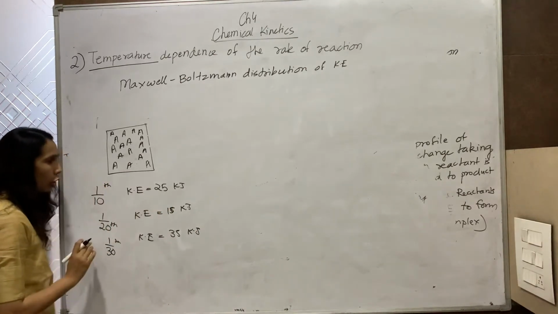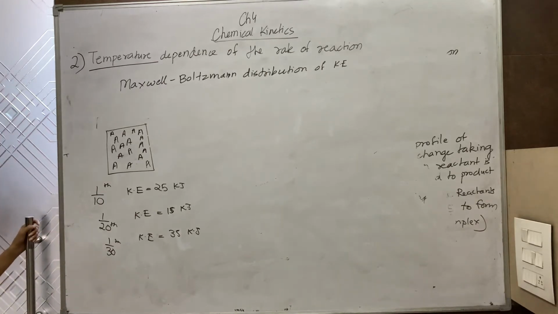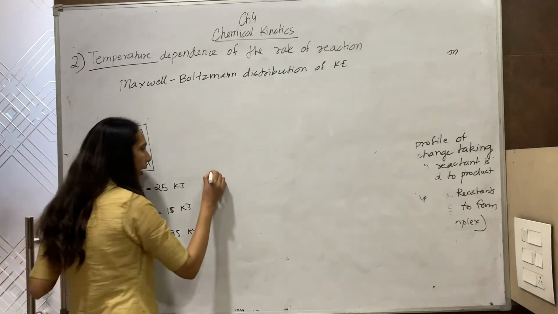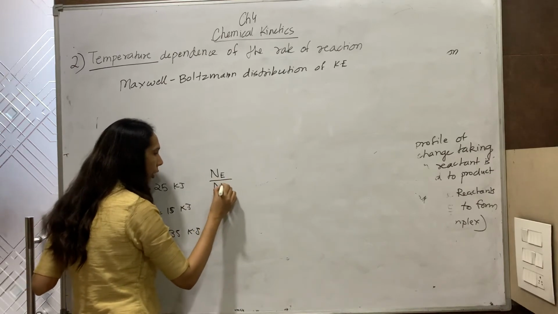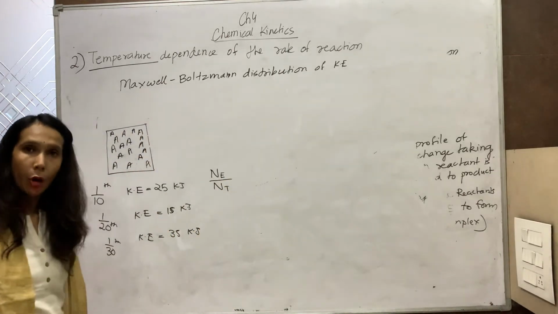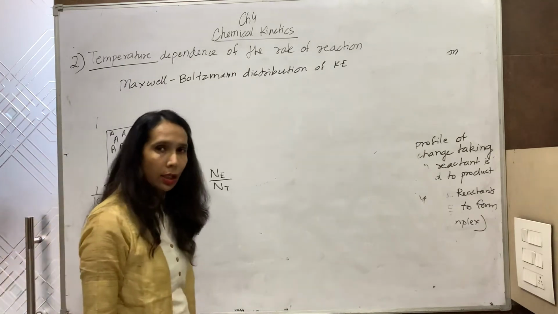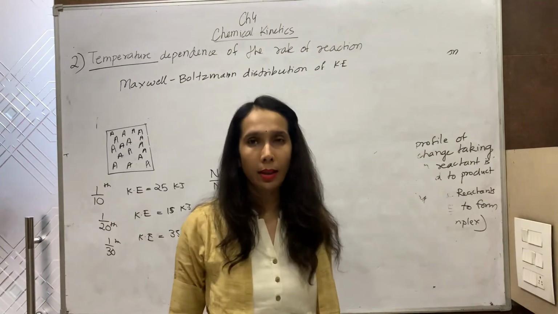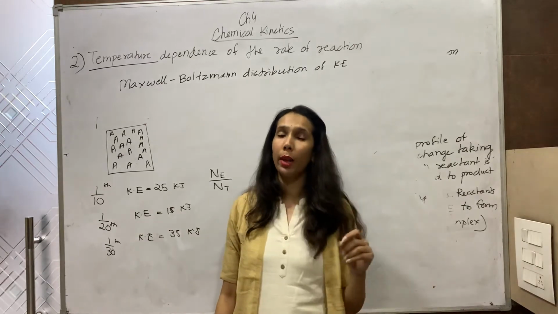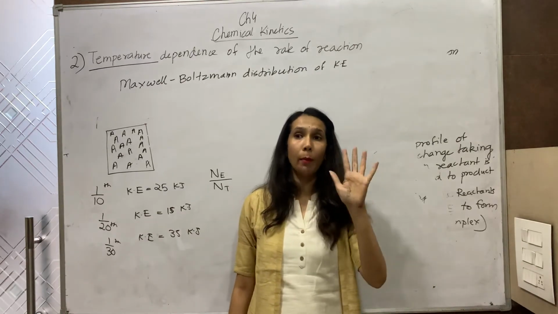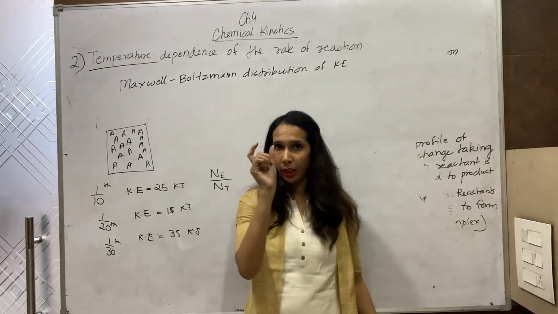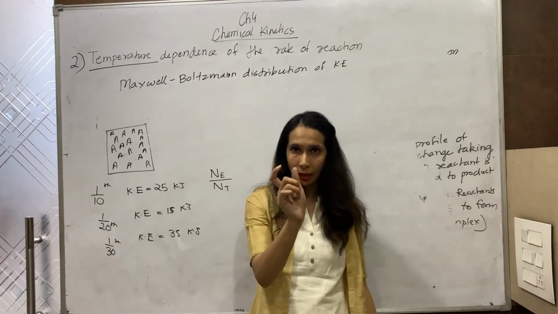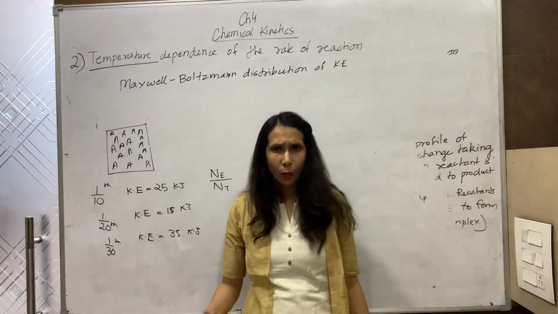Now I find the fraction of molecules which possess a particular kinetic energy. This fraction of molecules, how do we write? Number of molecules possessing a particular kinetic energy upon total number of molecules. How do we find out the fraction? Suppose a class of 100 students is there, and out of 100 students, 10 students have got above 90%. So what is the fraction of students getting above 90%? You take the number of students getting above 90%, 10, upon total number of students. That's what I am doing here.